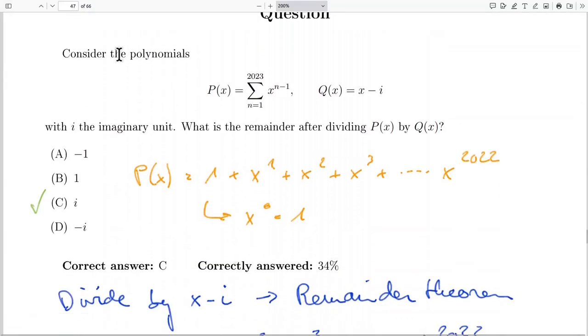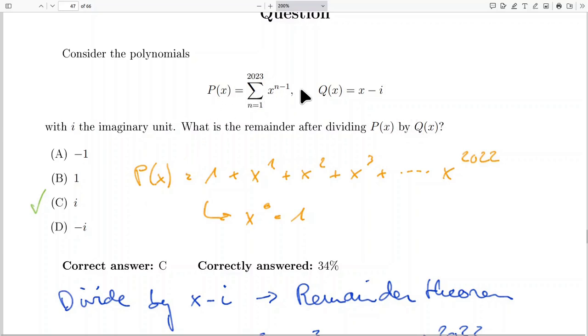So the question is: consider the polynomials p of x, the sum from n equals 1 to 2023 of x to the power of n minus 1, and q of x is x minus i, with i the imaginary unit. What is the remainder after dividing p of x by q of x?